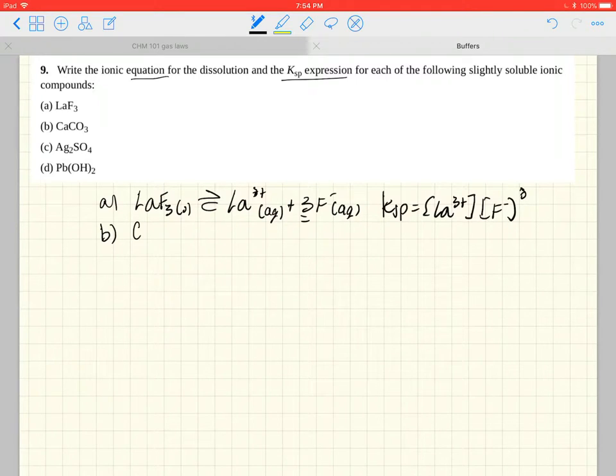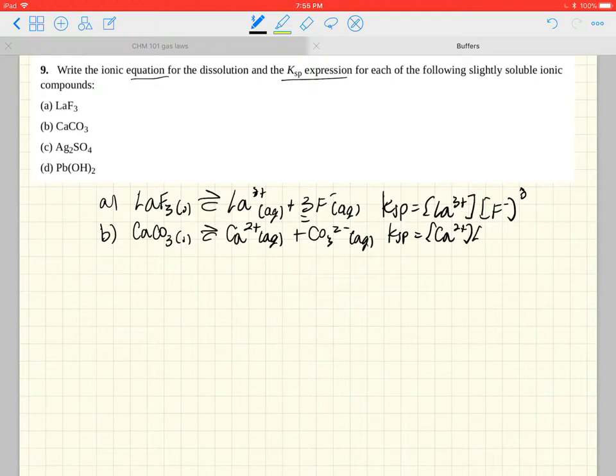Calcium carbonate is in equilibrium with calcium, which is a group 2 element, and carbonate, which is a commonly occurring polyatomic ion. We would write Ksp here is equal to calcium ion times carbonate ion.